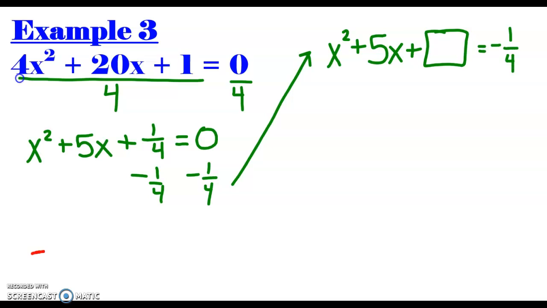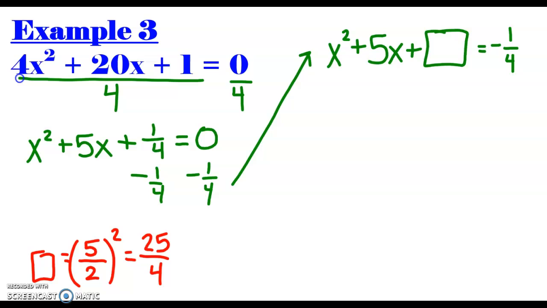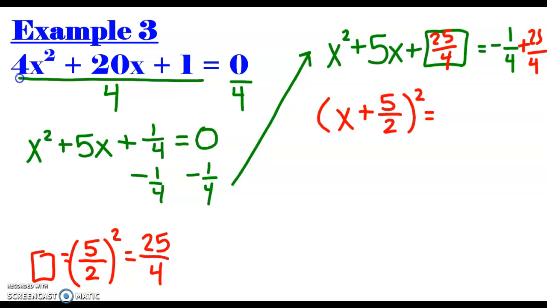Not going to be as pretty. So for magical c, I have 5. Half of 5 is 5/2, squared. Well, 5 squared is 25 over 2 squared is 4. So magical c is 25 over 4. I'm going to add 25 over 4 to both sides. So I'm sitting at x plus half of 5, which is 5/2, squared equals negative 1/4 plus 25 over 4.